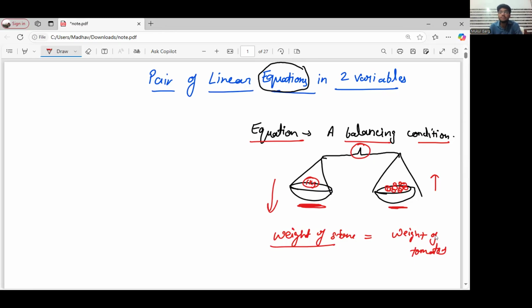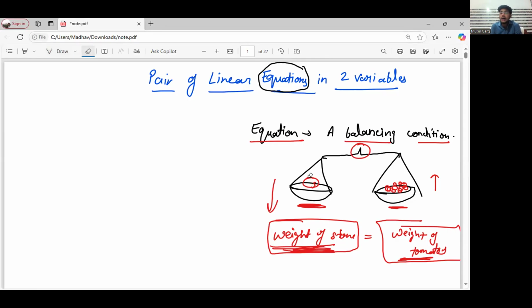Now let's understand it in mathematical terms. Mathematical terms में how we will define equation. See, an equation is nothing but a statement where two algebraic expressions say the same thing or both are equal to each other. If I say weight of stone, this is an expression, and weight of tomatoes, they are equal to each other. So there are two expressions, but they are equal to each other. Okay, so this is an equation. एक balancing condition है जहां पर दो algebraic expression आपस में equal होते हैं.